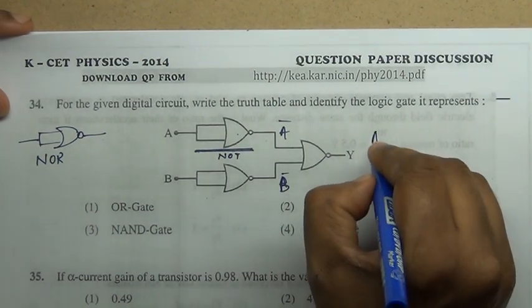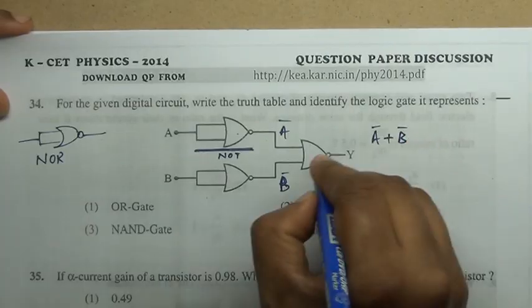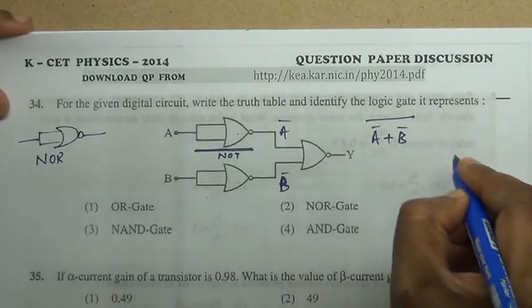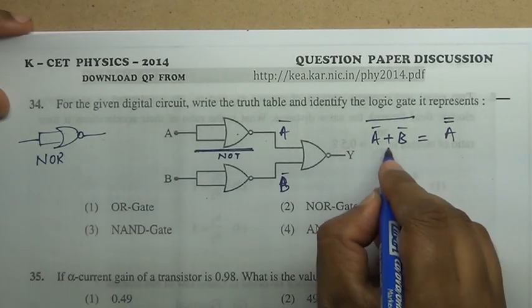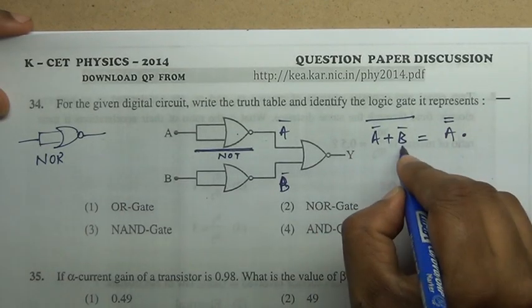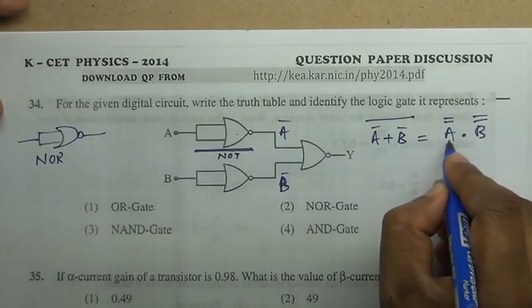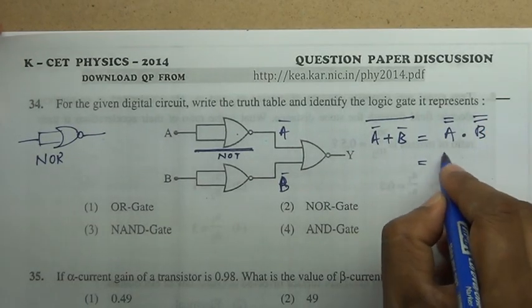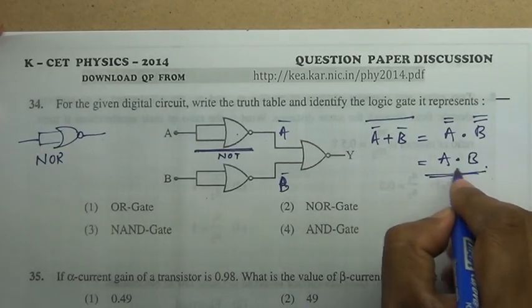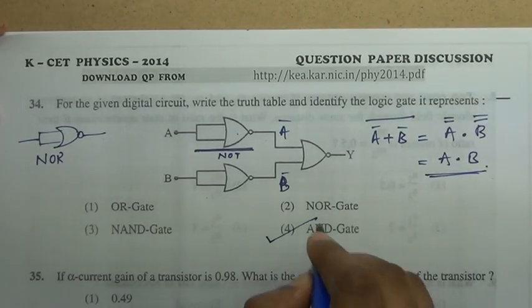Sum of these two, A bar plus B bar, and with the bubble, whole bar. This can be written as A bar bar plus B bar bar, which is nothing but A, complement to complement, or bar bar is nothing but A and B. So it becomes A and B. A into B is nothing but an AND gate.